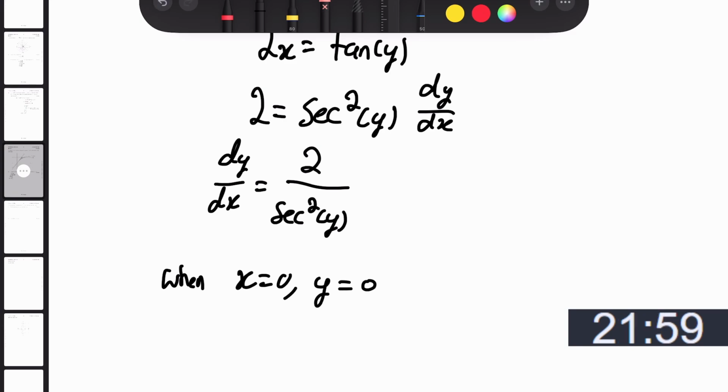I say y is equal to 0. Ooh, my power just flickered for a second.